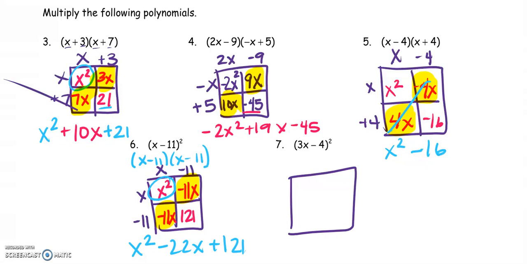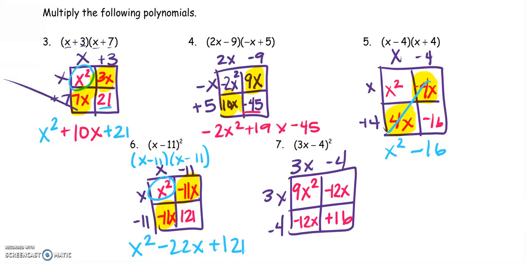So let's try that again. Here it's squared, which means you have two of the same binomial. And we're going to go ahead and multiply. 3x times 3x is 9x squared. 3x times negative 4 is negative 12x. 3x times negative 4, negative 12x. Negative 4 times negative 4 is a positive 16.